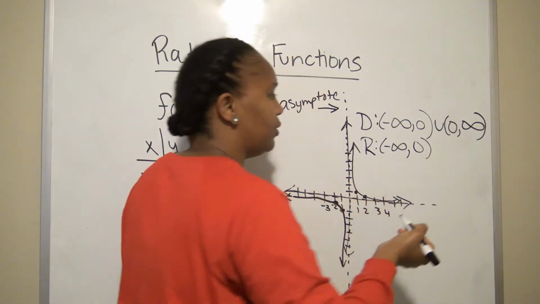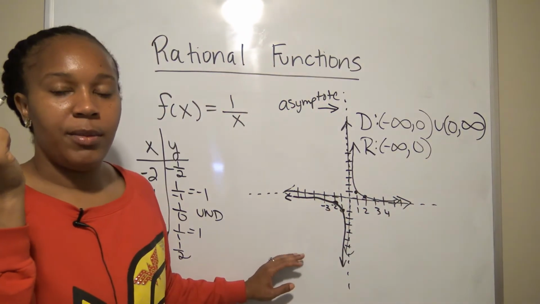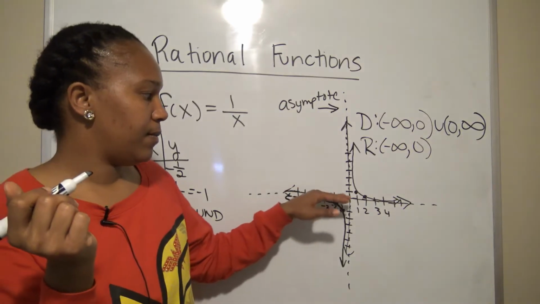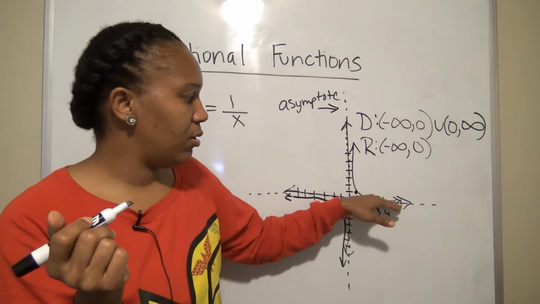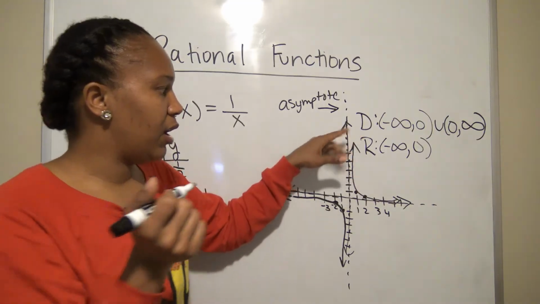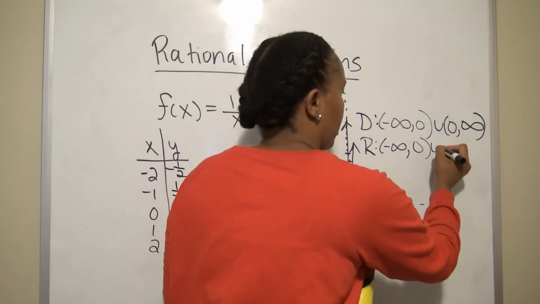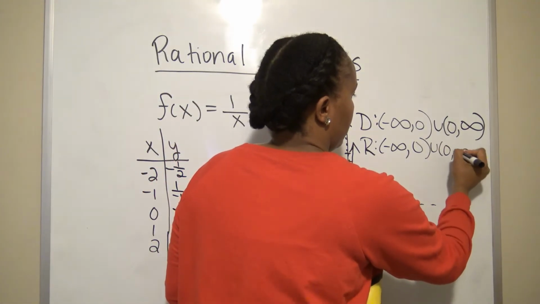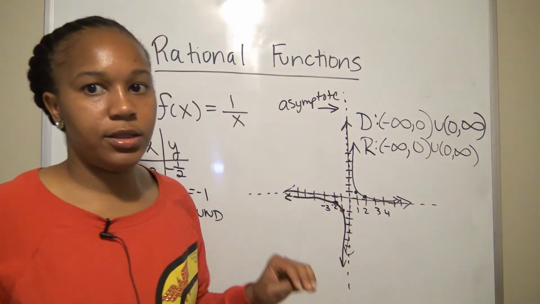Since it doesn't touch 0, you'll put a parentheses. Then it picks back up at 0, right above 0, and it goes up to infinity. So that would be your range.